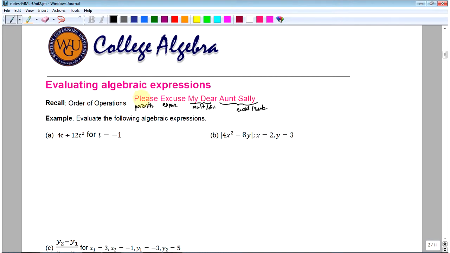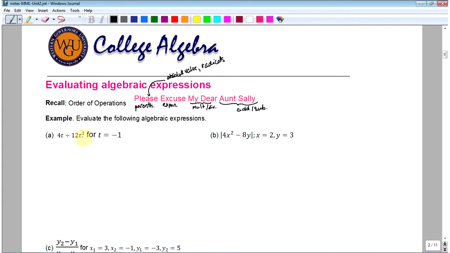Now, one thing I want to mention is, along with parentheses, at that same level, you want to make sure that you also simplify whatever's inside your absolute value. Or if you have a radical, like a square root, you want to simplify those as well at the same level as you do your parentheses. Okay, so keeping that in mind, let's go through this example where we want to evaluate the following algebraic expressions.